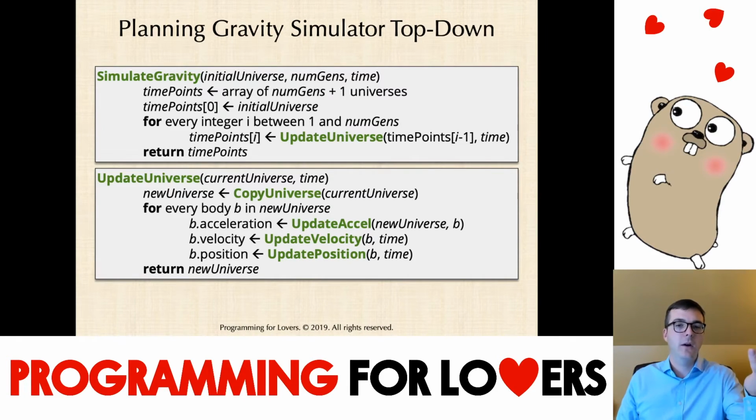So in particular, I'm accessing new universe.bodies, which is where those bodies are contained. And I'm going to update the acceleration, the velocity, and the position of that body B as I do that ranging. The order, as you'll see, is important here. I don't want to say more on that currently, but we're going to update the acceleration first.